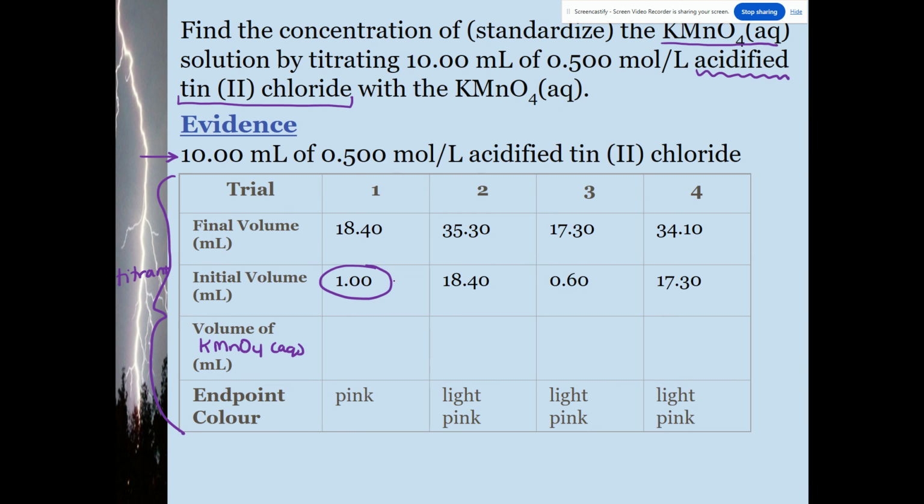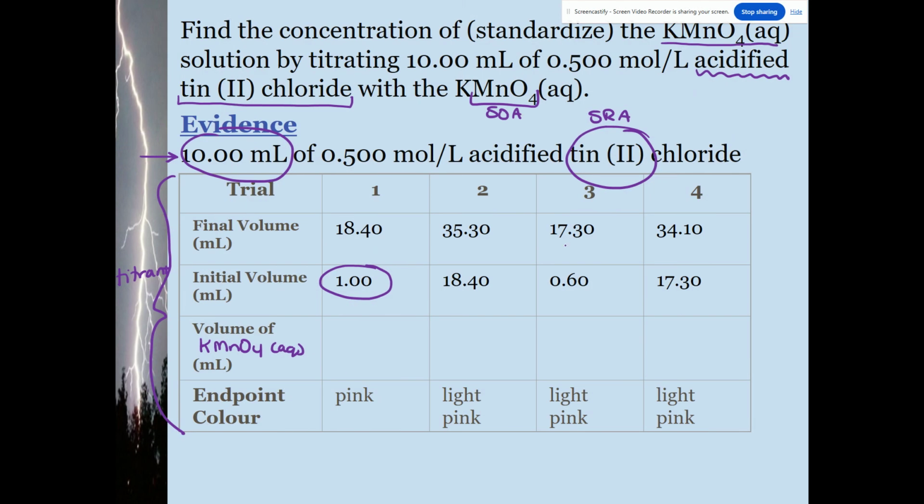Sometimes students subtract it from 50. You don't do that. You just read it exactly as it is. So the burette starts, let's say in this trial, at 1.0. They then release the solution in the burette into the Erlenmeyer flask, the 10 milliliter sample of iron 2 chloride. Iron 2 is really the SRA in this case, okay? And the permanganate is the SOA.